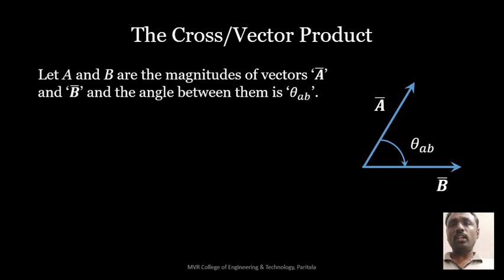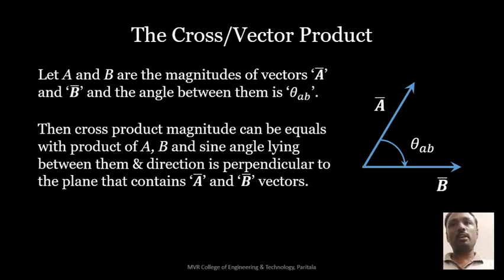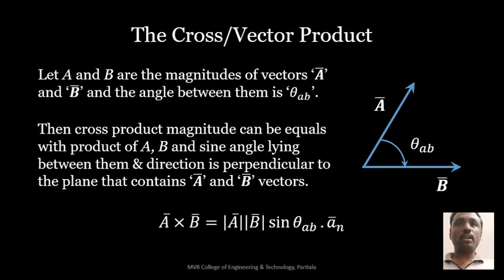So let us assume the surface you are standing on contains the A bar and B bar vectors. The surface is facing in the upward direction. So the upward direction is perpendicular to the plane that contains A bar and B bar. So the direction of A bar cross B bar will give the perpendicular direction to the plane that contains A bar and B bar. This will be explained with the right-handed screw rule later. So A bar cross B bar is equal to modulus A bar and modulus B bar, the sine of the angle lying between them, into A n cap.